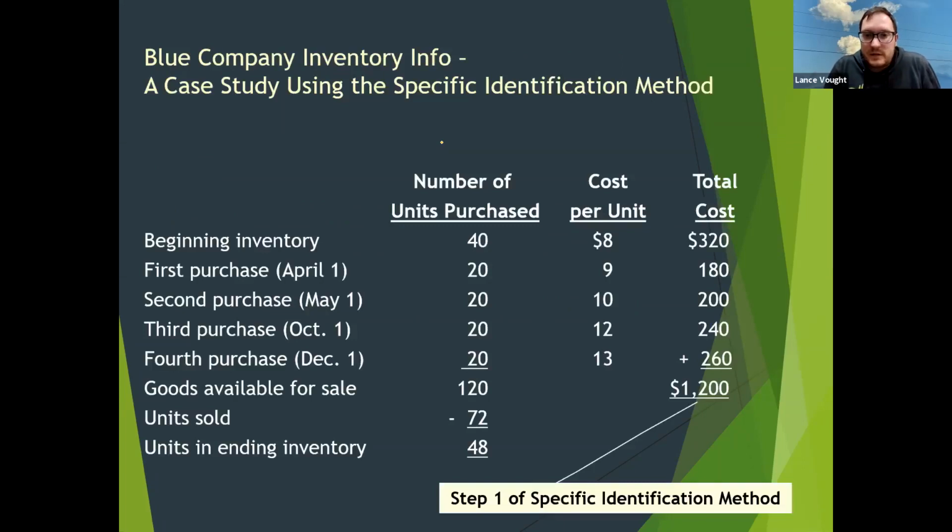So this inventory table is going to be used for the next few slides. It's a hypothetical case study of a hypothetical company called Blue Company. What this table is identifying in the left-hand column is the amount, the date, and the type of purchase that's being made for the inventory of the good or service which you are trying to sell at retail.